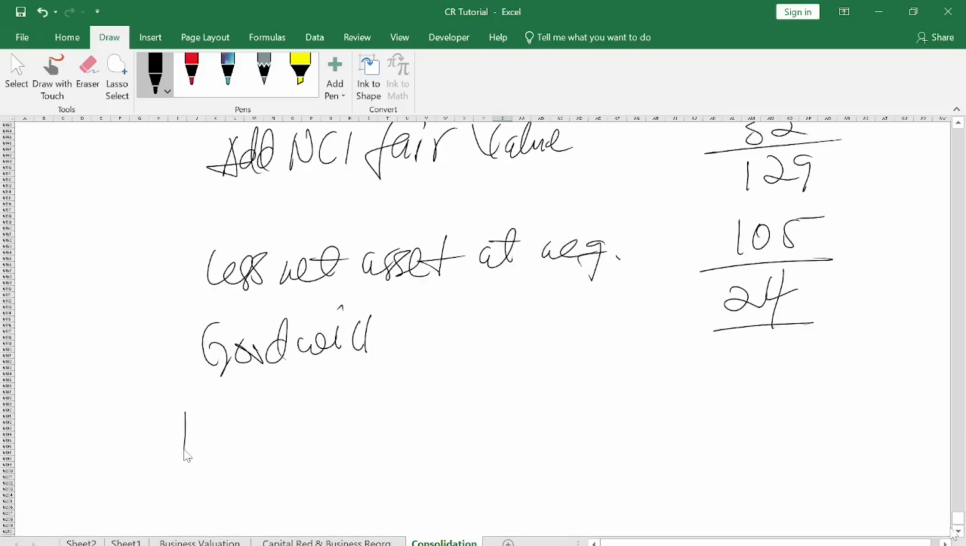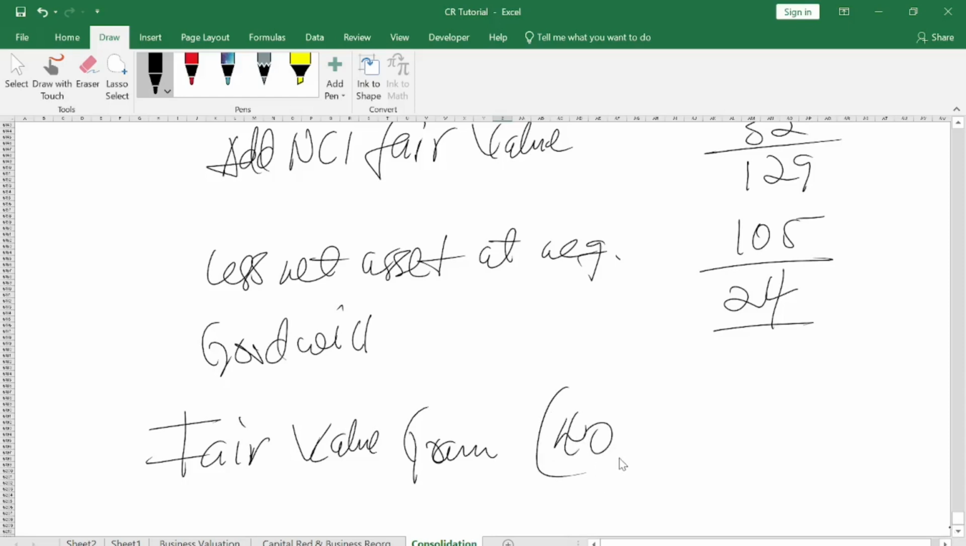Let us look at the fair value gain here. The fair value of the asset when they acquired was 40 million. So that's the original value of the asset. Later, the asset has increased in value to 52. So there's a fair value gain of 12.